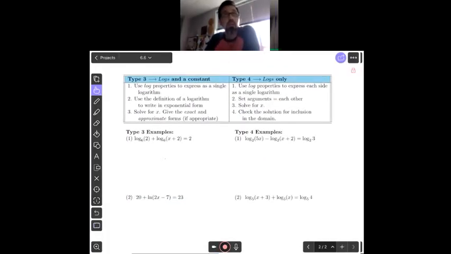Okay. So the other side of this is the logarithmic equations. And so we're seeing that there's 2 different types here as well, made up of problems that have logs and a constant. So here we're seeing 2 logs and 1 constant. Here we're seeing 2 constants and 1 log. Okay, so some sort of combination of logs and constants versus problems that just have logs in them. So, only logs.